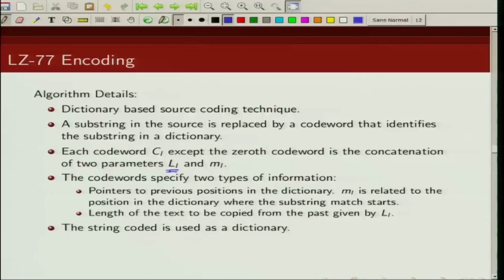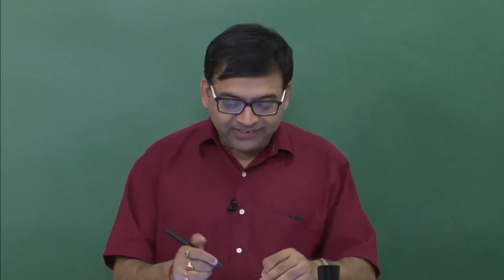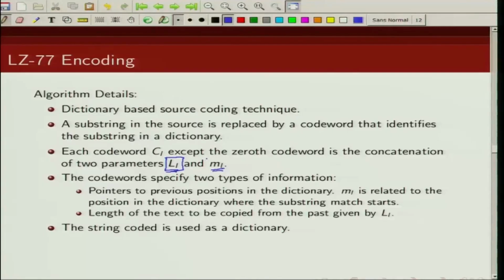Then subsequently we are trying to find the largest match of the string. So starting from location NW plus 1, we are looking at the largest string which gets mapped to a string already present in the dictionary, and we are interested in knowing how long that string is, and also the location of the match. We are going to code these two parameters L and M, and this will be our code word.